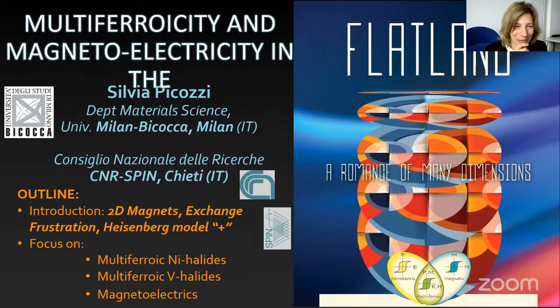Yeah, so this is the outline of the talk. I'll spend the first, I don't know, 18 or 20 slides introducing the concepts that I will use later on, and then I will move to the results. As Sergey said, I'll mostly concentrate on two-dimensional systems. Most of them are halide systems with 3D transition metals.